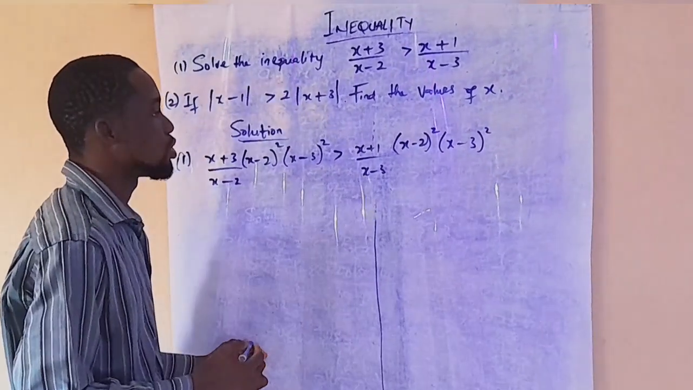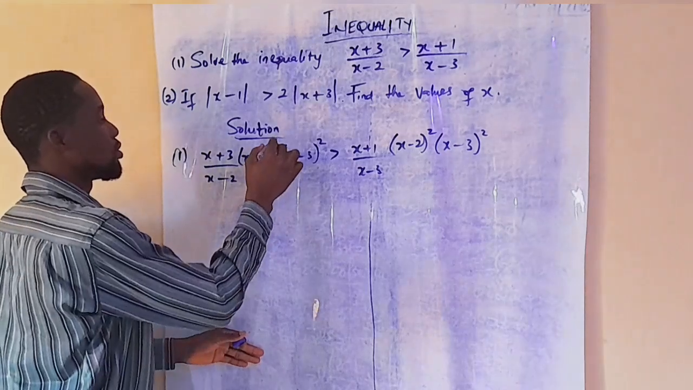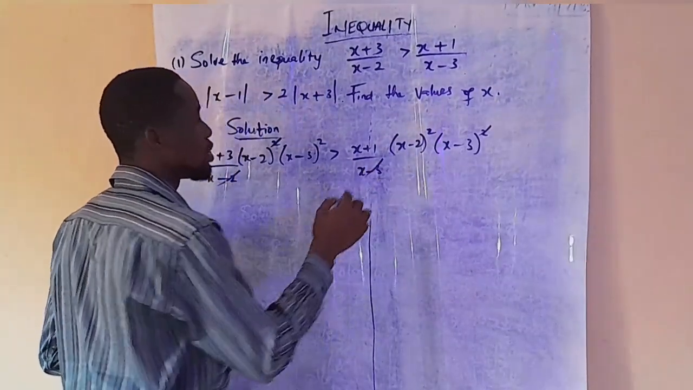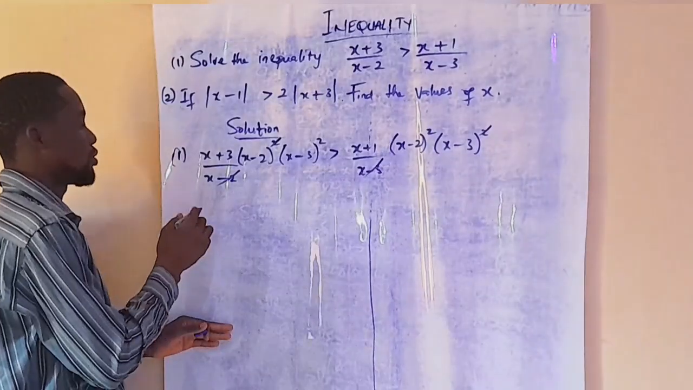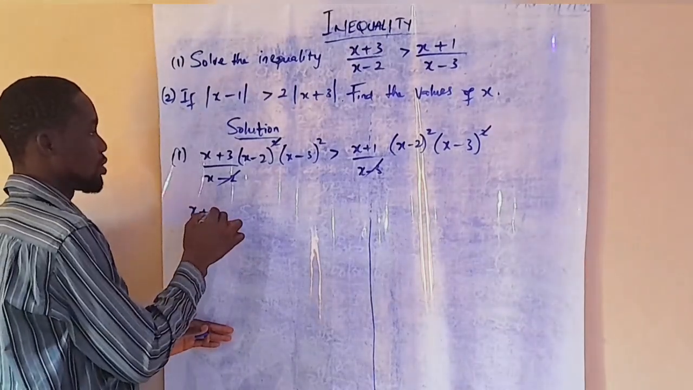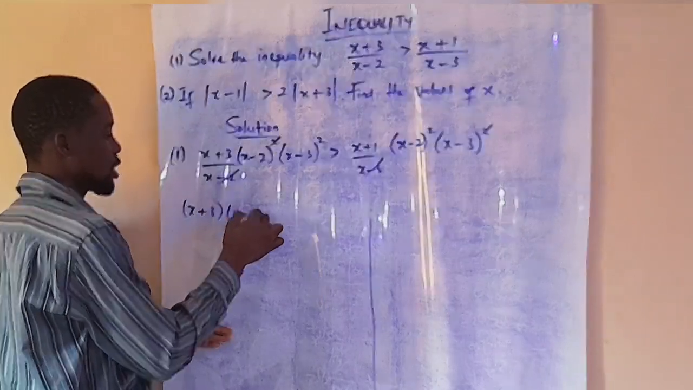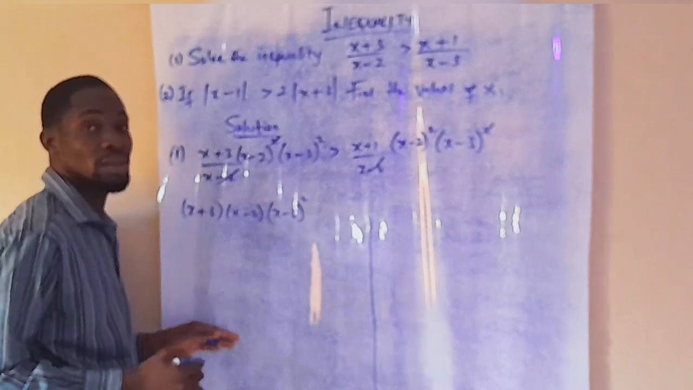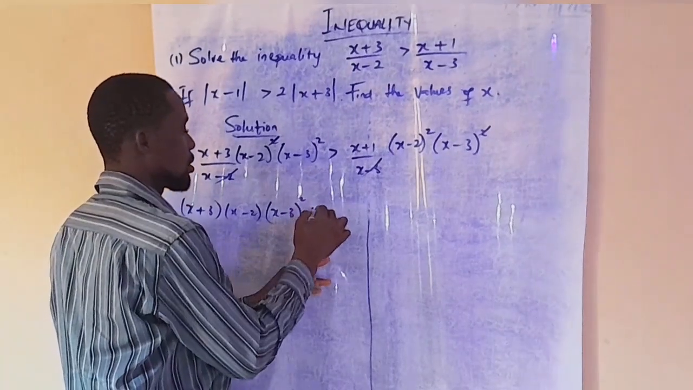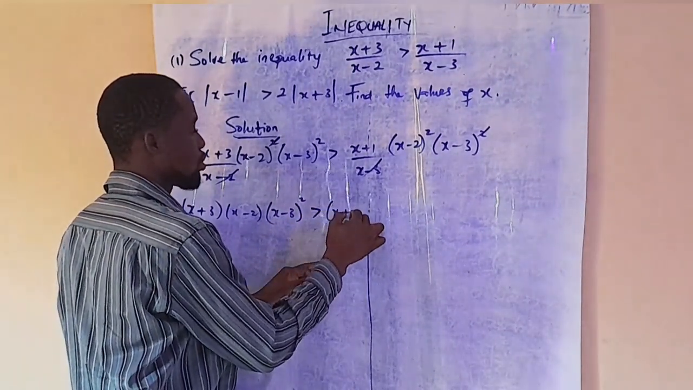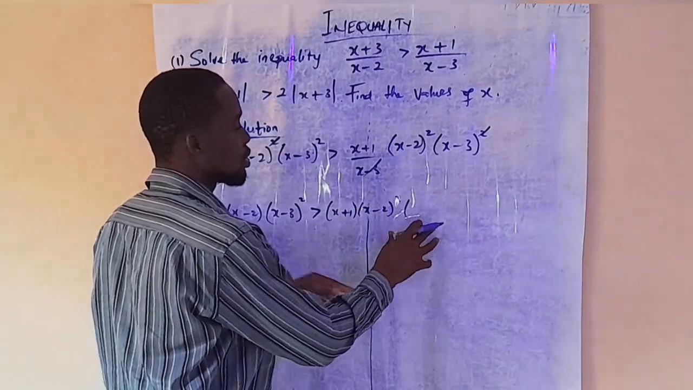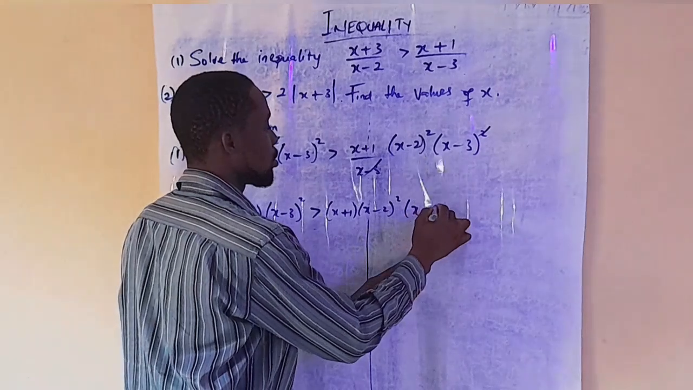Now, at this point, what do I then do? Let's solve. This cancels this. This cancels this. What do we have left on top? We have (x + 3) into (x - 2) into (x - 3) all squared, greater than (x + 1) into (x - 2) all squared into (x - 3).